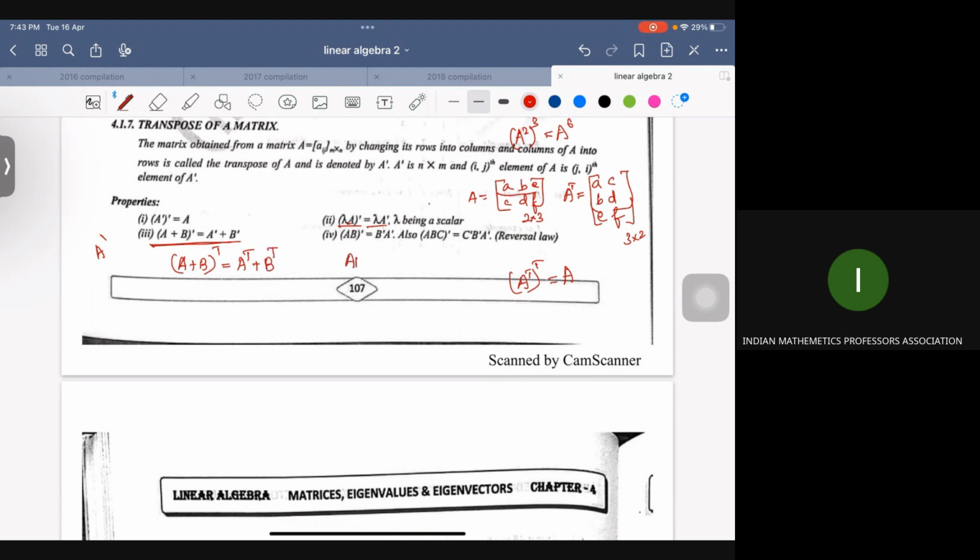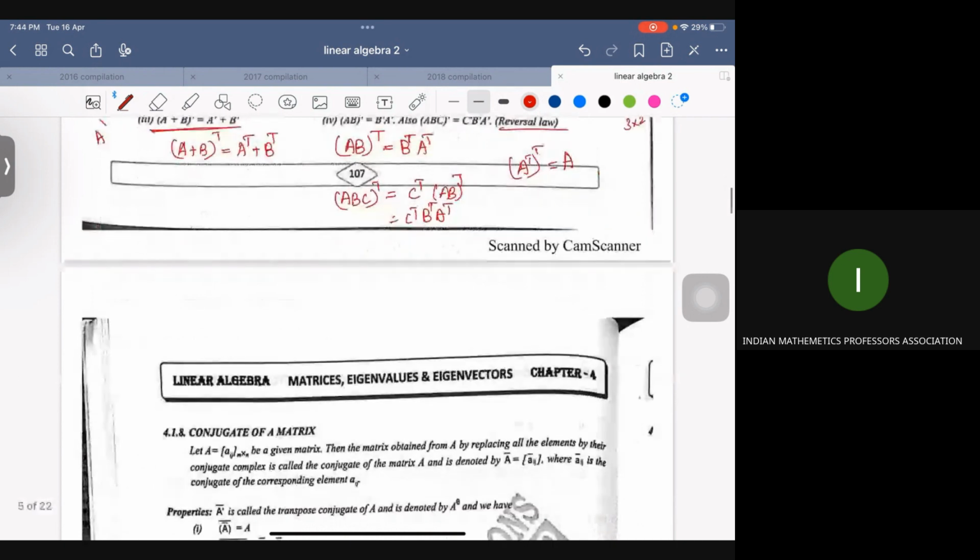Here, in multiplication, AB the whole transpose is nothing but B transpose A transpose. In the case of three matrices, A, B, C whole transpose is equal to, we can write this as C transpose into AB transpose. Again, we can write it as C transpose, B transpose, A transpose. This is called the reversal law.